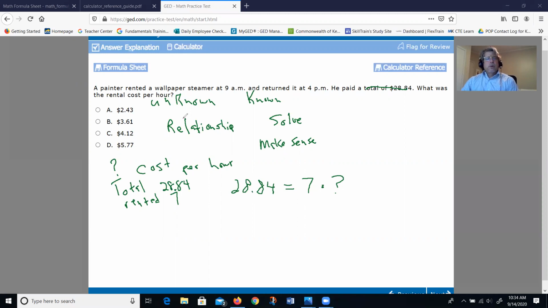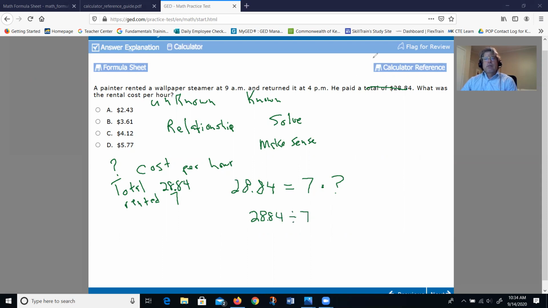From here, since it's multiple choice, you could be putting these answers in, and whichever one solves the problem is going to be your answer. What you can also do is, since these are related by multiplication, if I just work backwards, the $28.84, if I divide that by the 7, that's going to also give me the cost per hour.